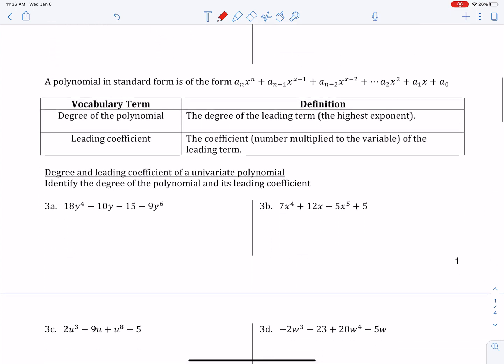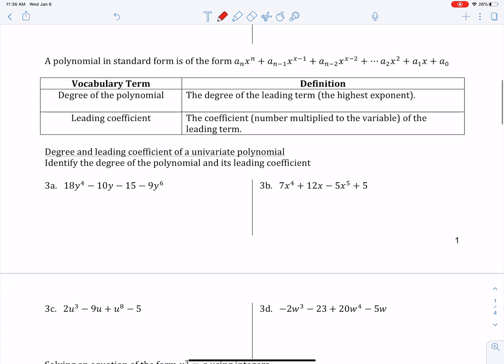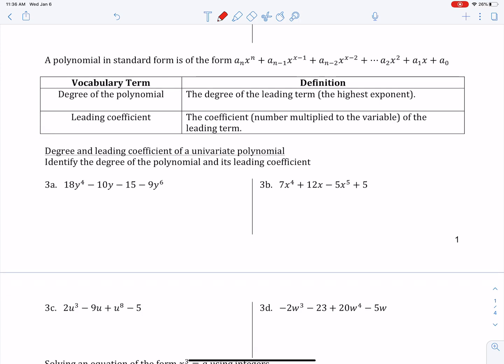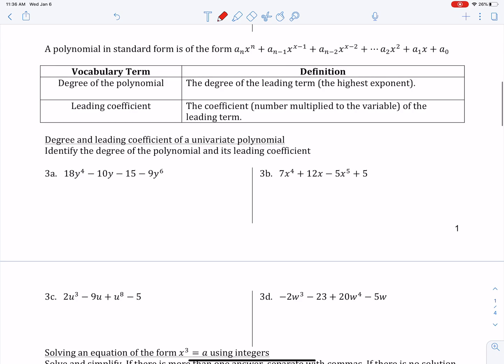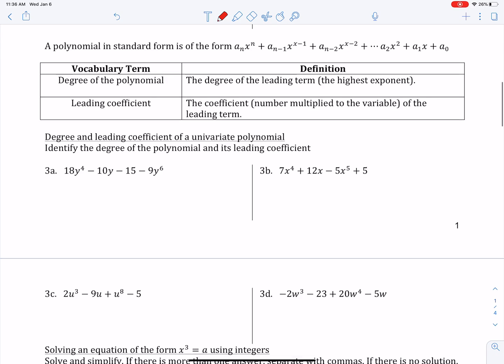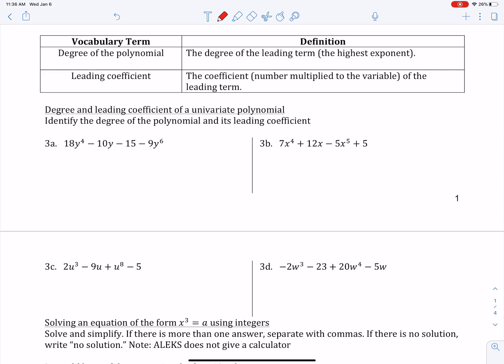All right, moving on here, we have a polynomial in standard form is of the form a sub n x to the nth power plus a sub n minus 1 x to the n minus 1 power, and so on and so forth. That seems crazy, it seems confusing, so let's break it down very simply. We have two vocabulary terms. We have degree of the polynomial. Degree of the polynomial is the degree of the leading term, the highest exponent. And again, I'm going to break this down so it's very easy to remember. And then the leading coefficient is the coefficient, number multiplied to the variable of the leading term.